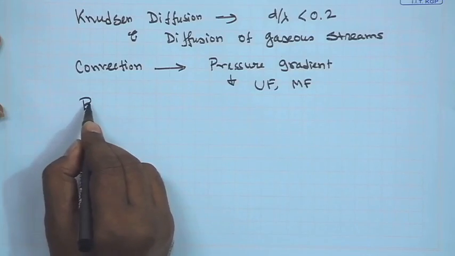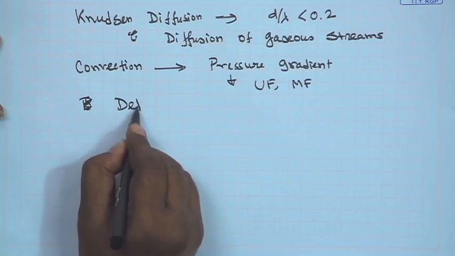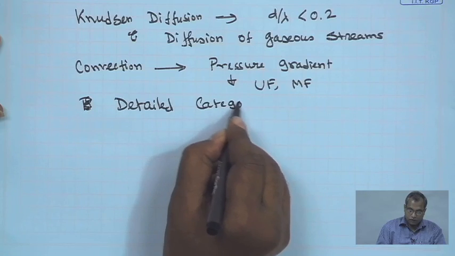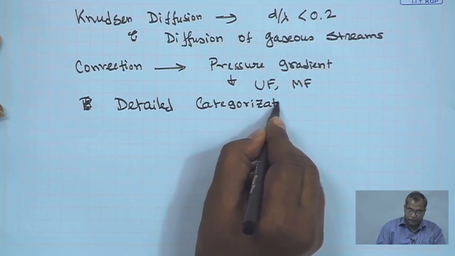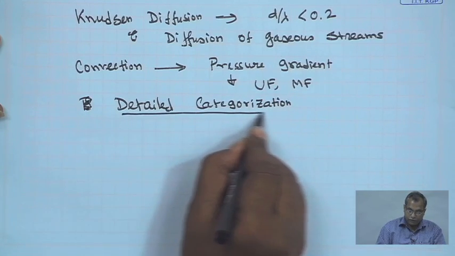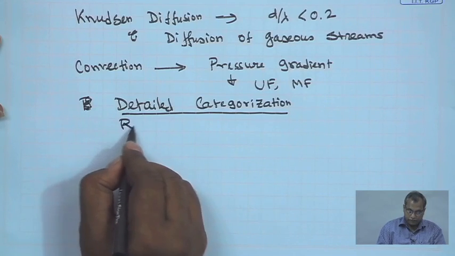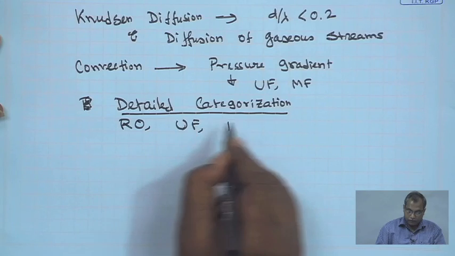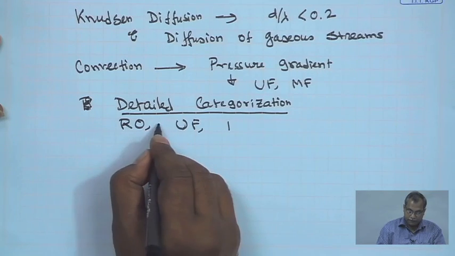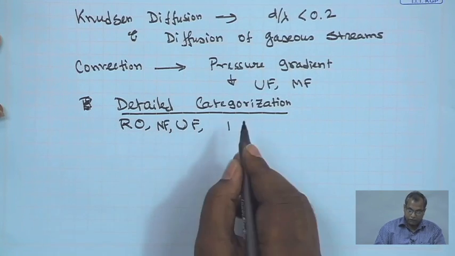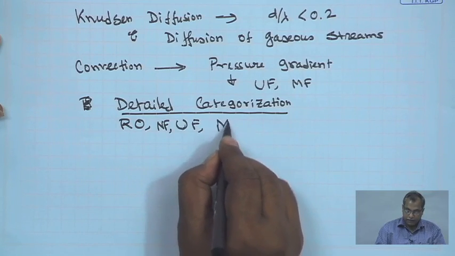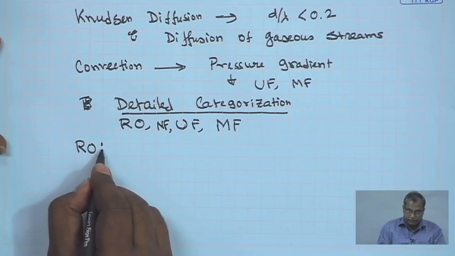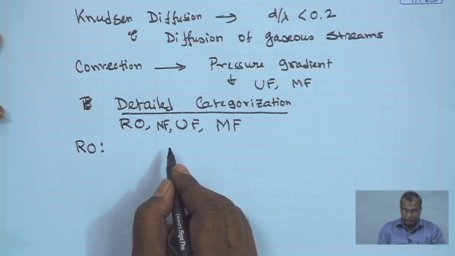So, we do a detailed categorization. There are mainly 4 processes we will be dealing with. One is reverse osmosis, and there is ultrafiltration, and in between reverse osmosis and ultrafiltration there is nanofiltration. So, reverse osmosis, nanofiltration, ultrafiltration and microfiltration. Let us see the characteristics of each of these processes in detail.